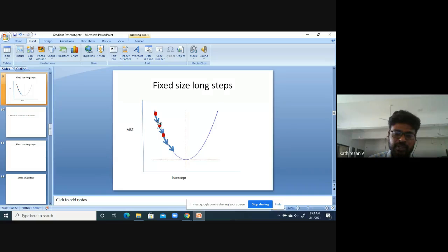See here, if slope is not changing much, look into this. In this area, slope is not getting changed much. But this area is highly sensitive. This area is highly sensitive. Here, slope is getting changed.